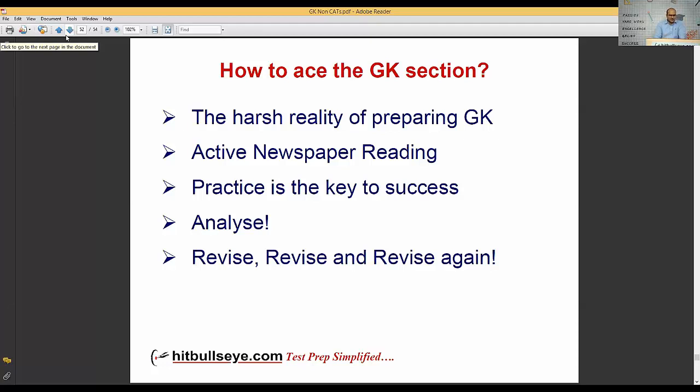Karthikeyan, I think I've already addressed your question. Current affairs, go to our website gk.hitbullseye.com and you'll find a lot of free material, monthly current affairs. And of course, there are various current affairs magazines available otherwise also that you can go through.